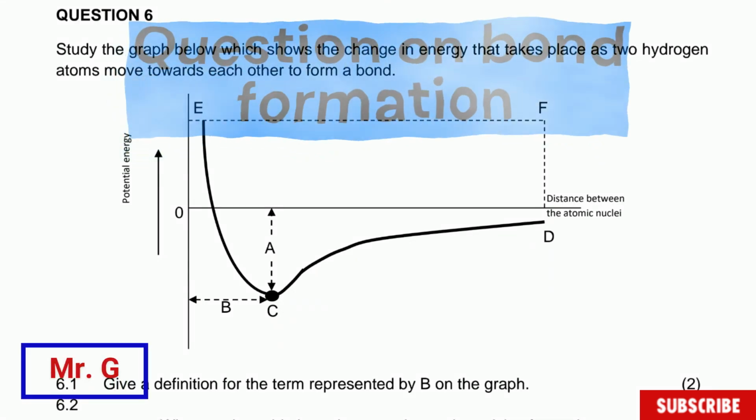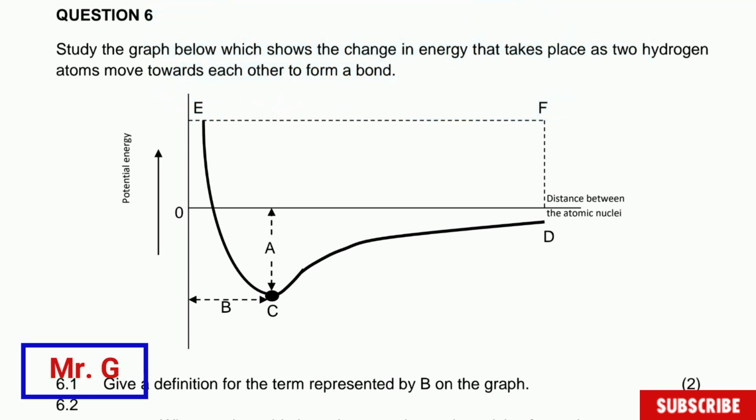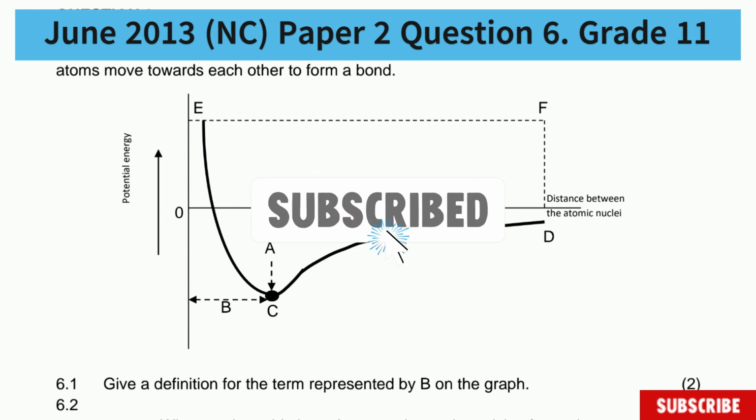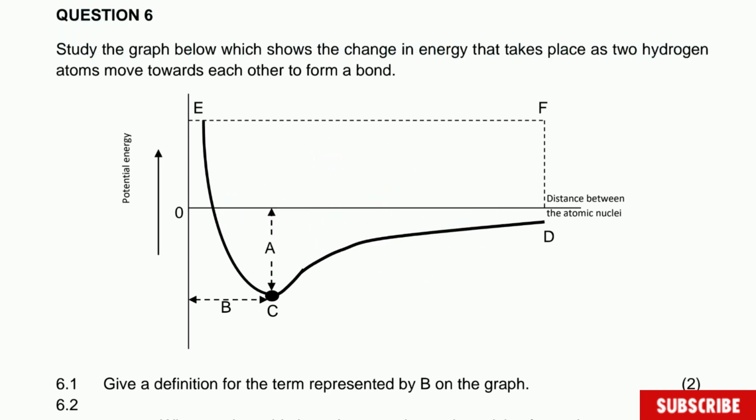So this is question 6 from June 2013, done at the Northern Cape province. It was a set B. I don't know if the question paper was ever done, but this is a good backup for us to practice. This question says, study the graph below which shows the change in energy that takes place as two hydrogen atoms move towards each other.